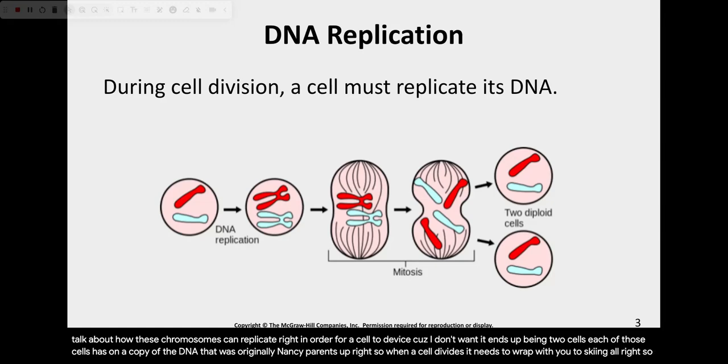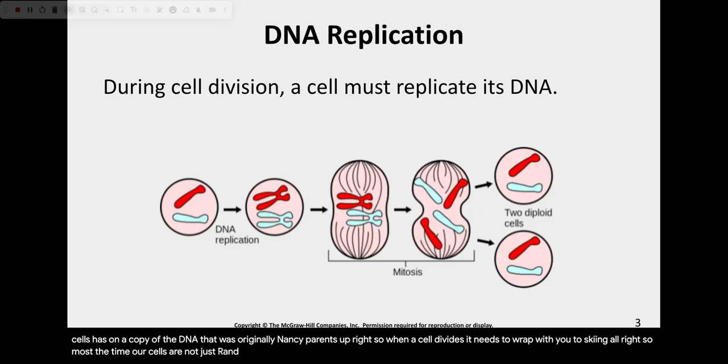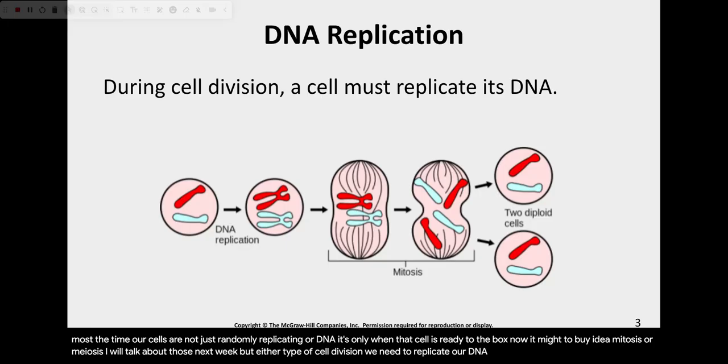So most of the time, our cells are not just randomly replicating our DNA. It's only when that cell is ready to divide. Now, it might divide via mitosis or meiosis, and we'll talk about those next week. But with either type of cell division, we need to replicate our DNA. Not too much on this slide here.